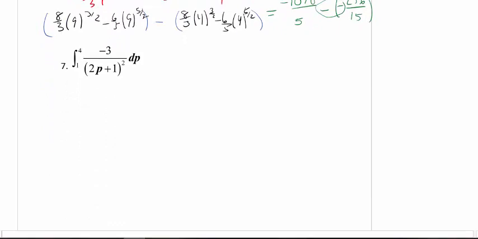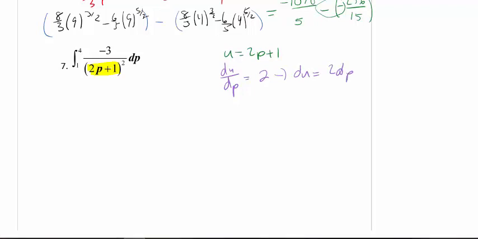So last one, number 7. Looking at this problem, we're going to have to use substitution. Okay, so you see a denominator, and that might be your first gut instinct, and you may try it, but that's not going to work. So we are going to try using the power rule. Let u equal 2p plus 1. So take our derivative, which gives me 2. So I get du equals 2 times dp.